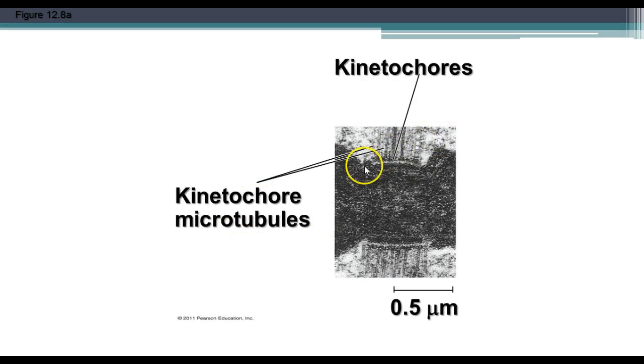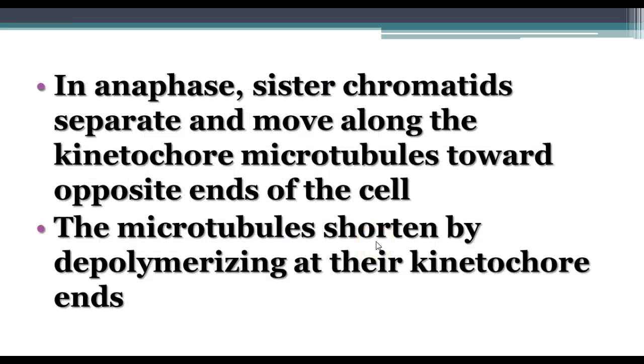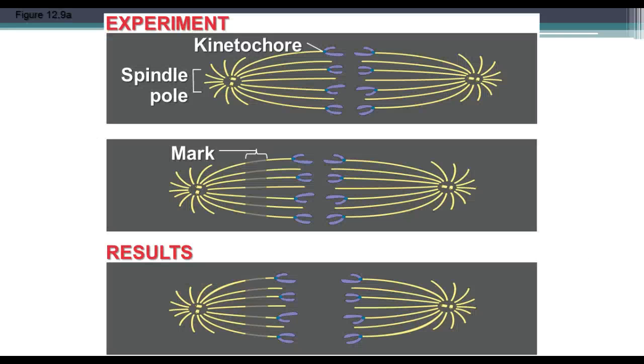So here we can see the kinetochores in a little bit closer view. It's a protein complex attached to the centromere where those microtubules attach, and basically that's what allows them to pull. In anaphase, the chromatids are going to separate and move along those kinetochore microtubules to the opposite ends. The way this happens is that those microtubules are actually shortening by a depolymerization process at the kinetochore end.